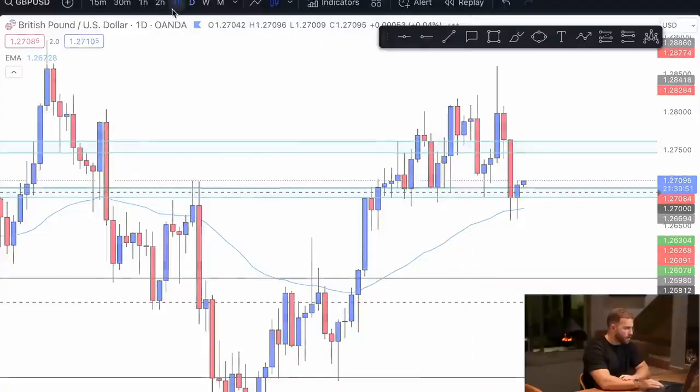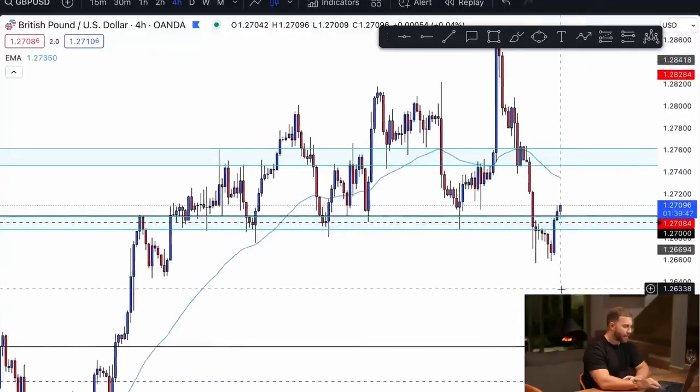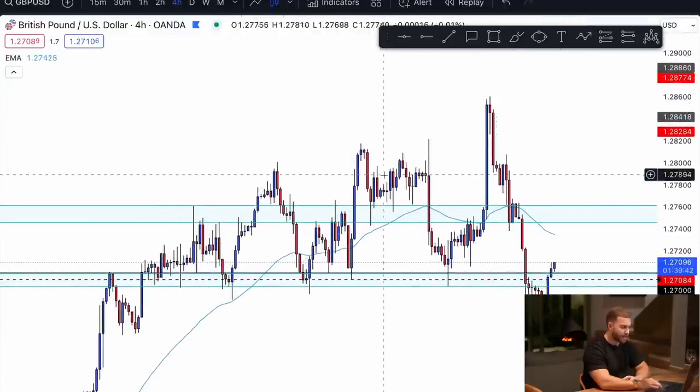That's why I'm going to go down now to the 4-hour to continue this top-down analysis. When I come over to the 4-hour, I can very clearly tell that this 4-hour was in a bullish trajectory heading to the upside, creating higher highs and higher lows.